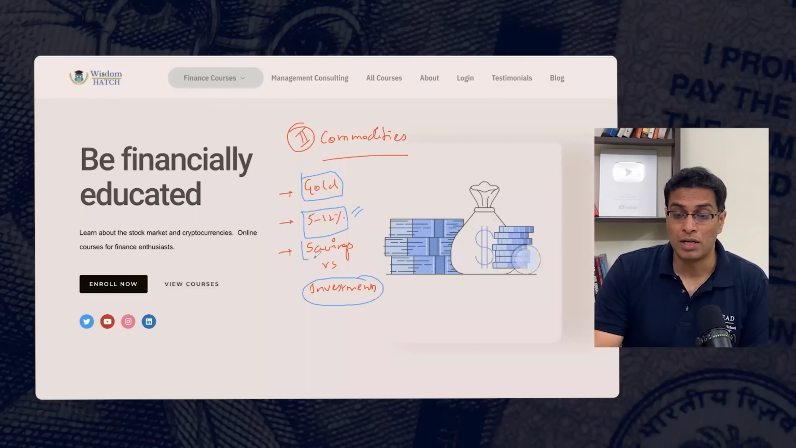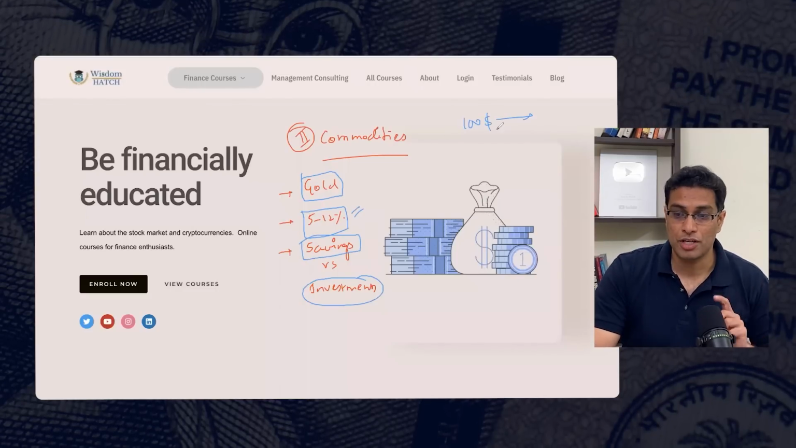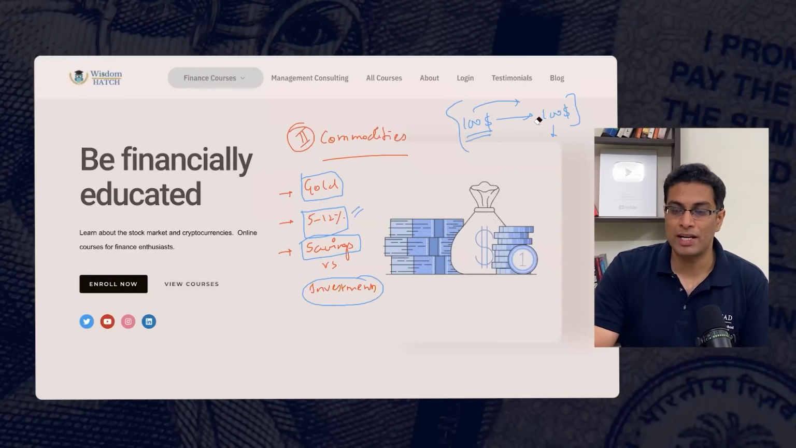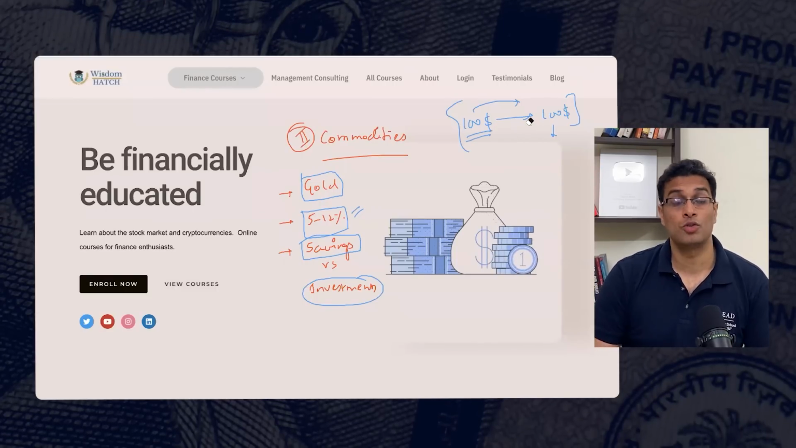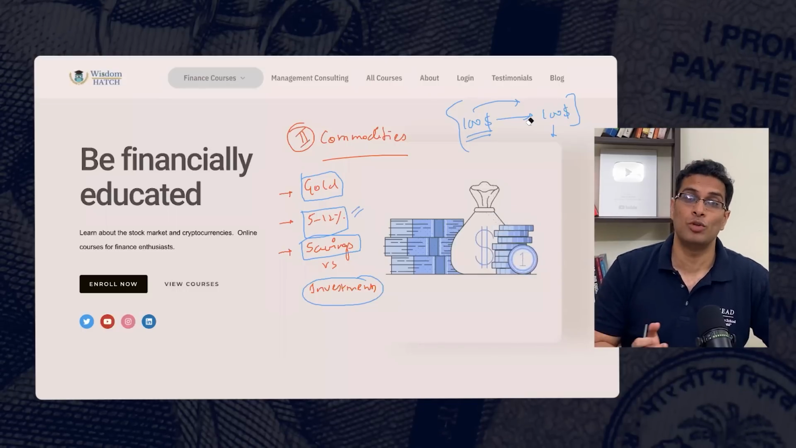But if you are using gold as a savings instrument, and a savings instrument simply means that you purchased $100 worth of gold, then the worst case scenario is that it will remain at $100 only. So at least it is not going down in value. So it is much better to hold gold compared to the cash that you're holding. But yes, from an investment point of view, gold is a very bad asset to hold.